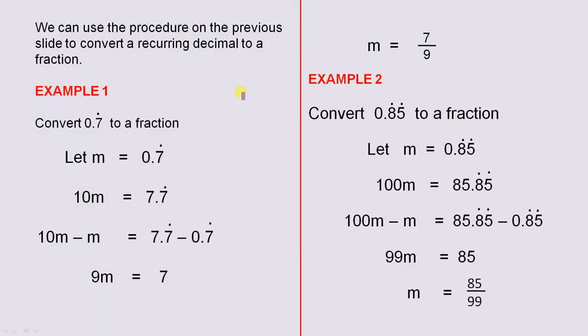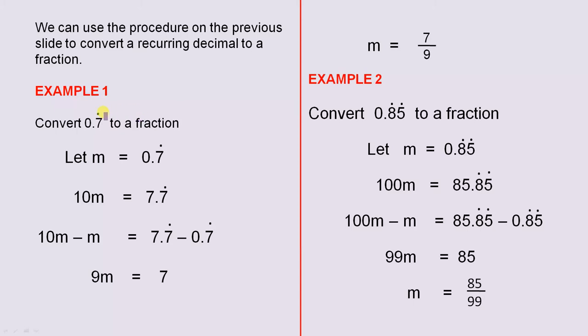So let's use those procedures on the previous slide to do these very exciting examples. We can use the procedure on the previous slide to convert a recurring decimal to a fraction. First example, convert 0.7 recurring to a fraction.